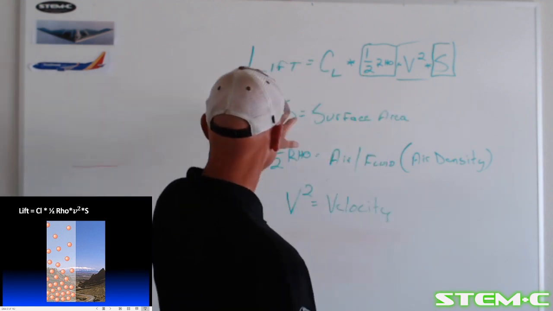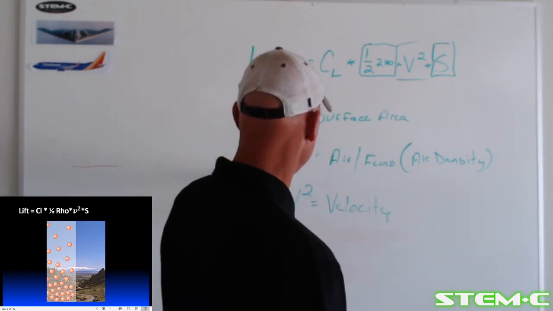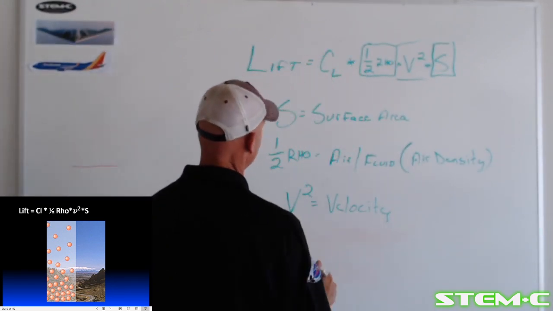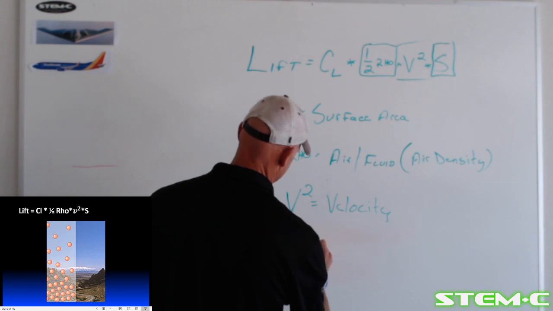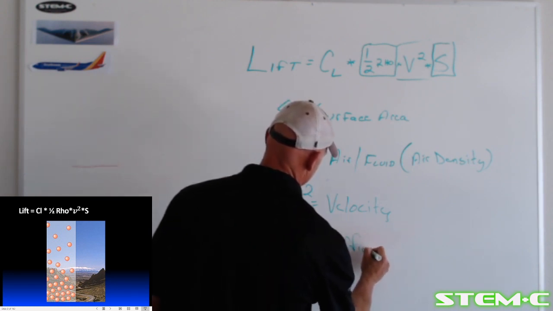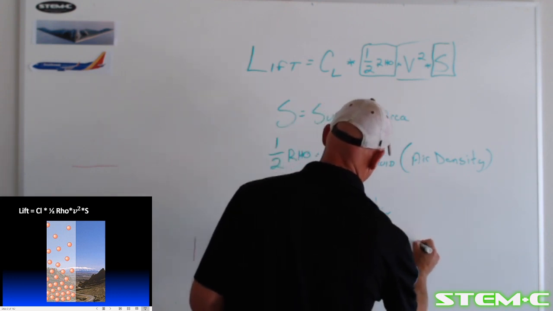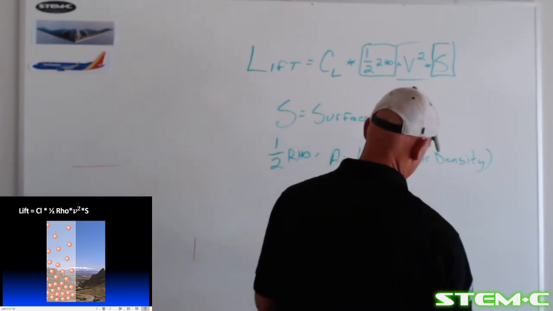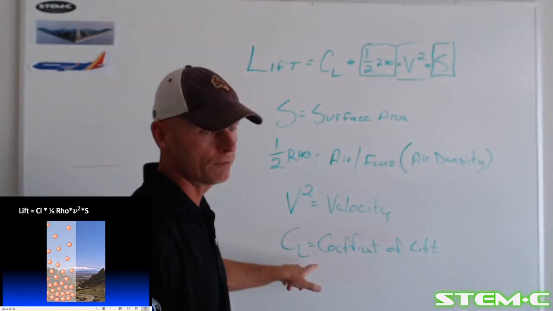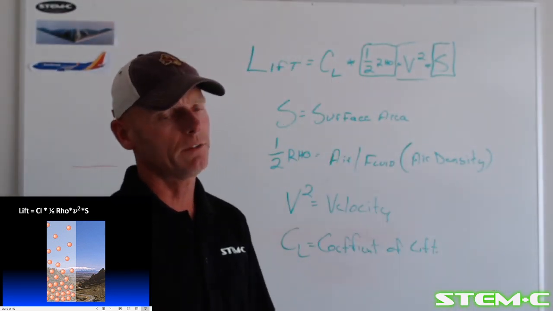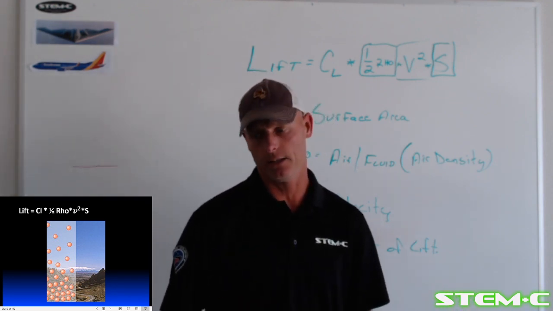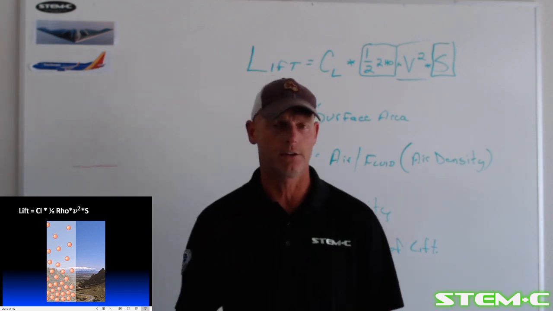So we've got surface area, 1/2 rho, which is air density, v squared, which is velocity, and then we've got CL, which is simply coefficient of lift. Coefficient of lift: every body has a capability to lift, some better than others.